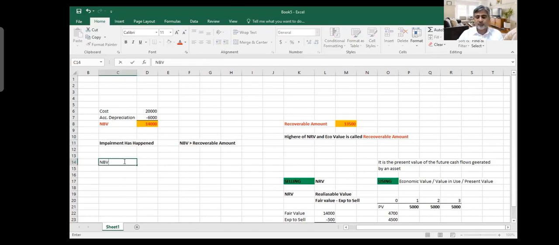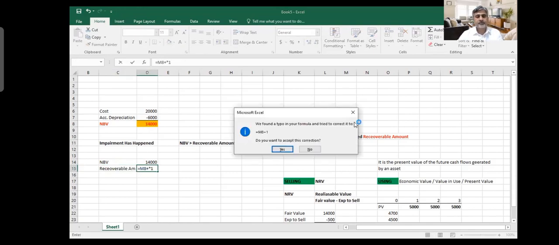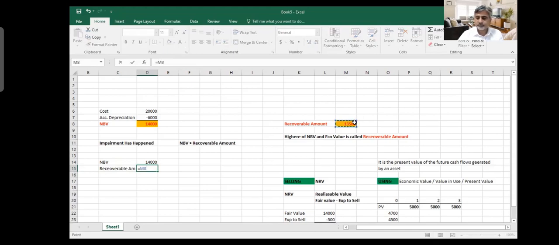I've got my net book value, which is 14,000. I have my recoverable amount, which is 13,500. The difference of these two is called impairment loss, 500. Impairment loss goes to P&L. In general, I'm not saying always, I would say generally, so that you understand that it is not always.